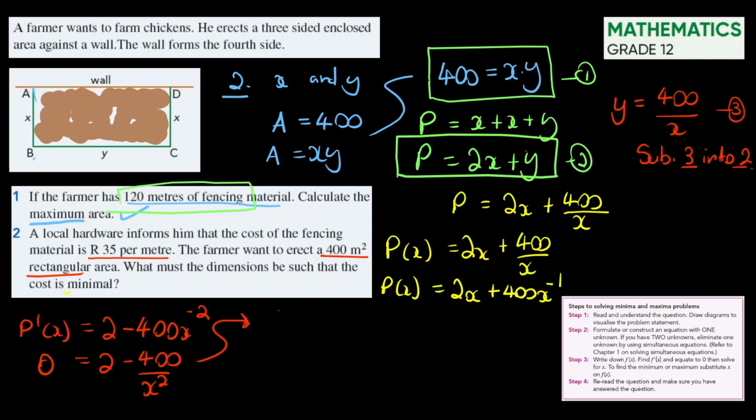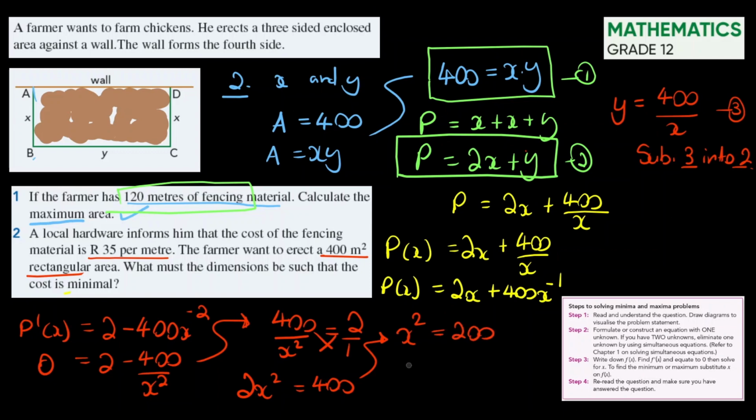We can do that by taking the 400 over x squared to the left-hand side, which will change sign to be positive, and we'll be left with 2 over 1. What we can do is cross multiply. We'll have 2x squared is equal to 400. Then what do we do? Divide both sides by 2. 400 divided by 2 will give you 200. Square root both sides, and you will get 2 answers. One answer will be positive and one answer will be negative.